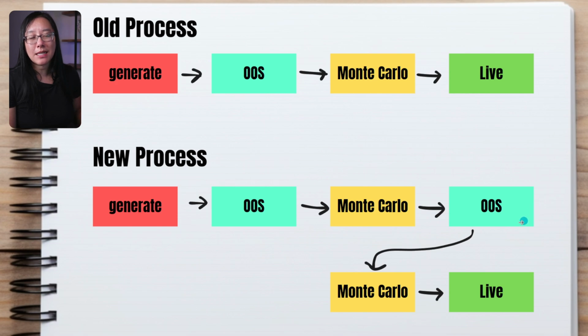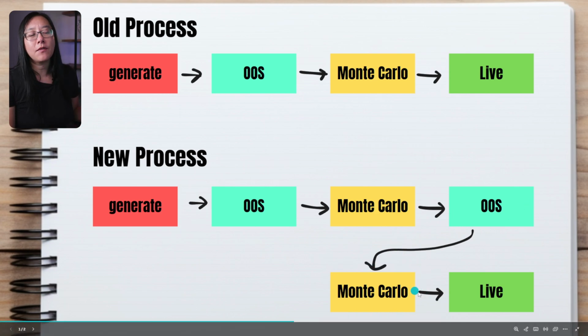Up to this point, I was actually getting a lot of strategies, too many for me to handle and trade. So I wanted to pick just the best. So I introduced another Monte Carlo step before taking these strategies and putting them on a live account.